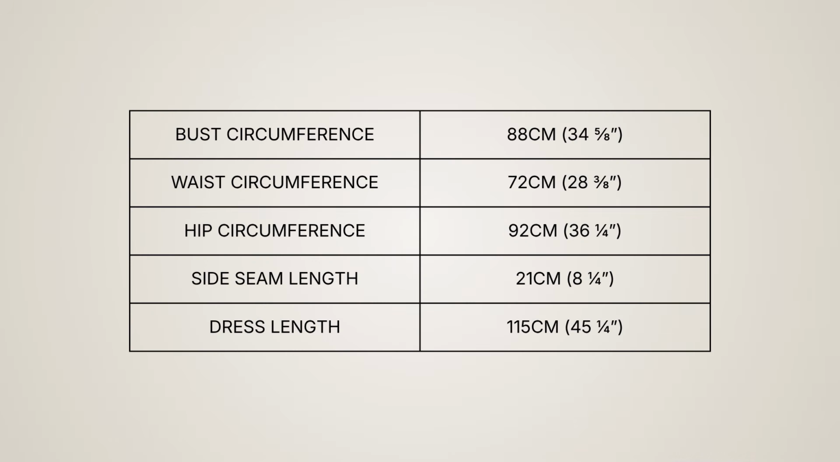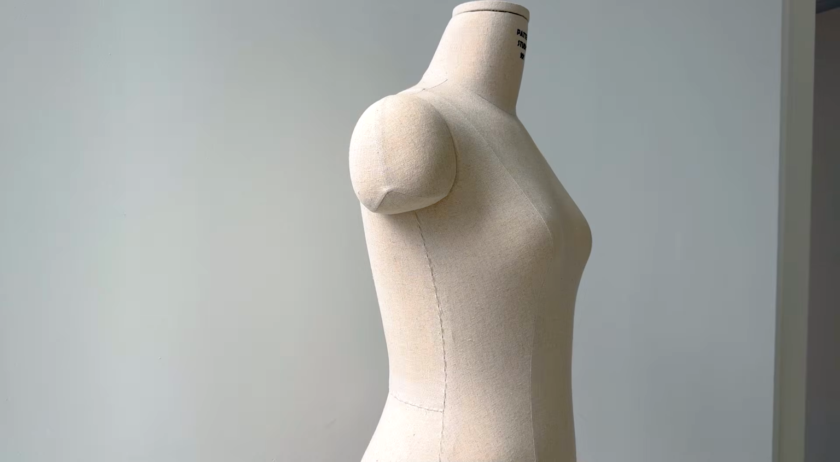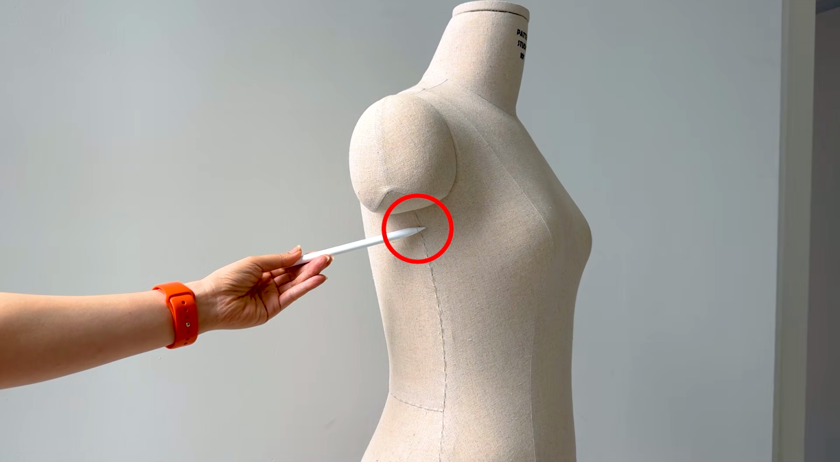Okay, let's take a look at the body measurements you need. These are example measurements for today's lesson. 88 centimeter of the bust, 72 centimeter of the waist, 92 centimeter of the hip circumference, 21 centimeter of the side seam length, and 150 centimeter for the dress length. Both side seam length and the dress length are measured from the underarm point.